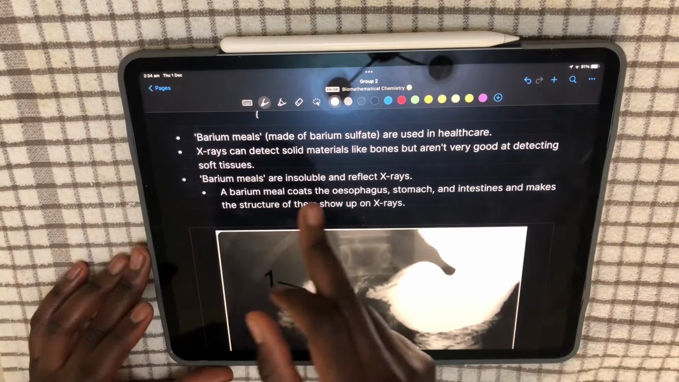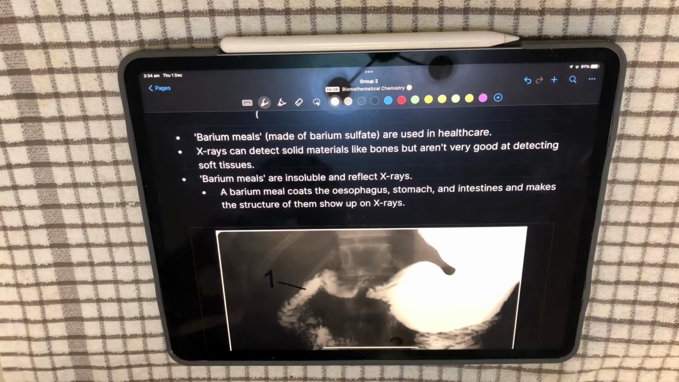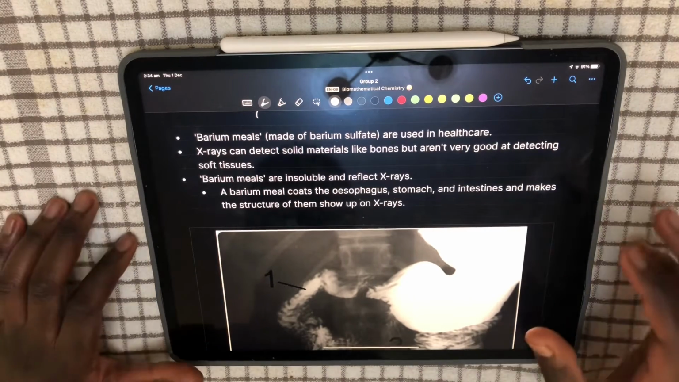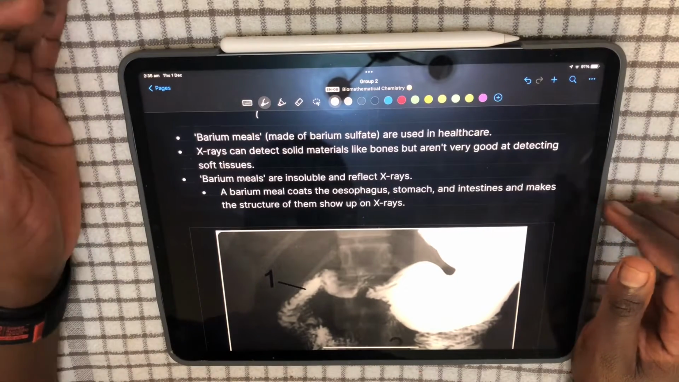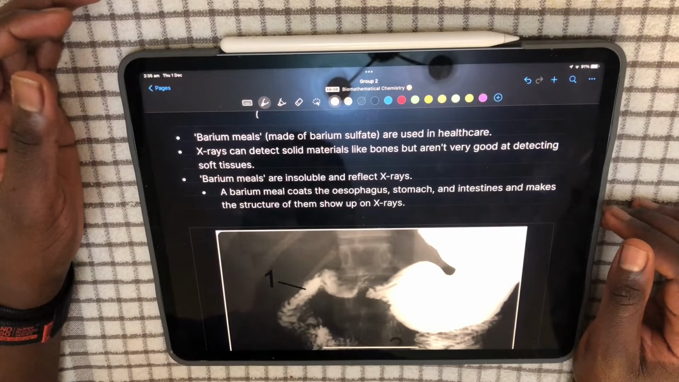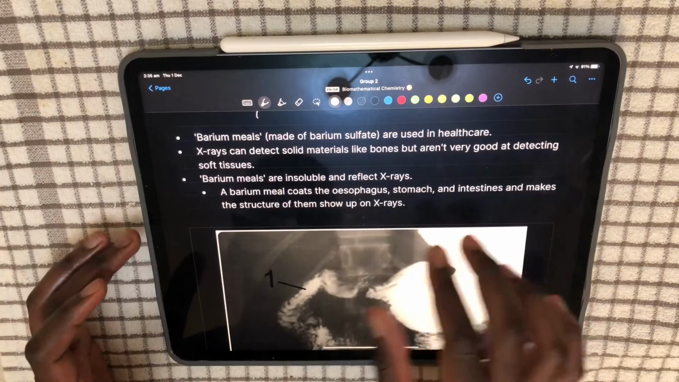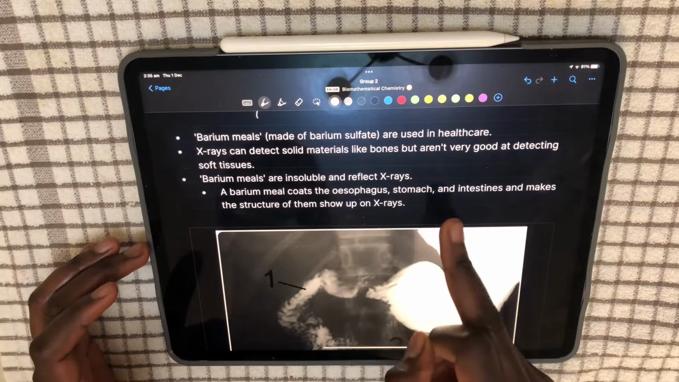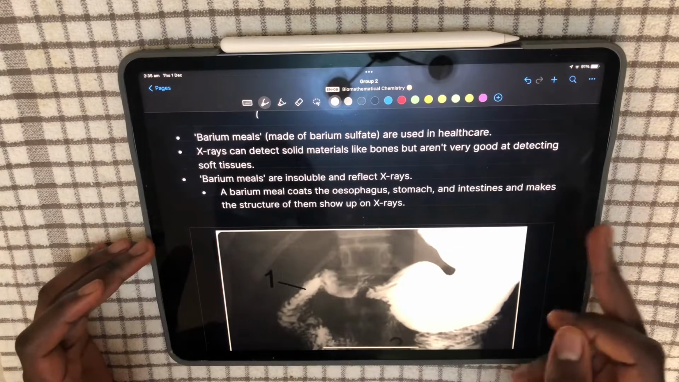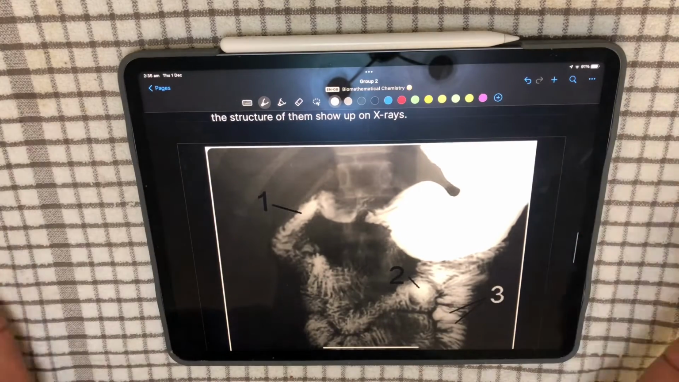So barium meals are insoluble and they reflect X-rays. I say absorb, I mean reflect back. Once it hits it, they reflect back. That's what I meant to say, not absorb it. Sorry, before any physicists come at me. Barium meals coat the esophagus, stomach, and intestines, the digestive system, and make the structures of them sharp on the X-ray. And that's what we want. All we want to do is be able to examine them.